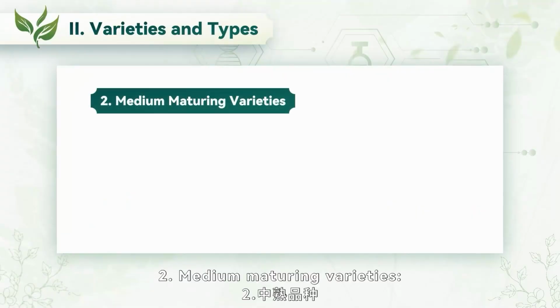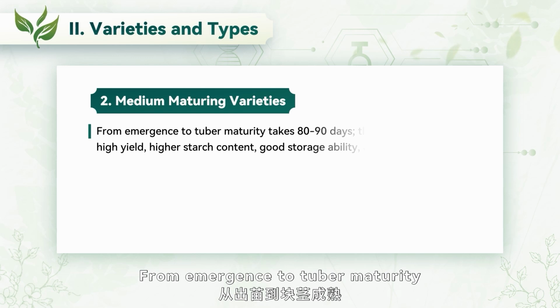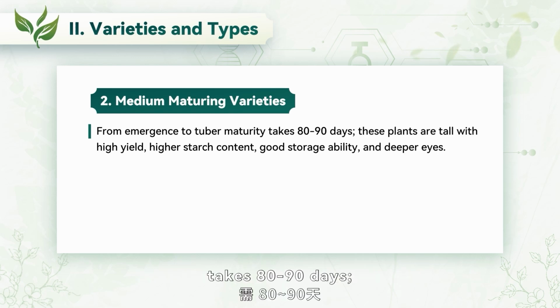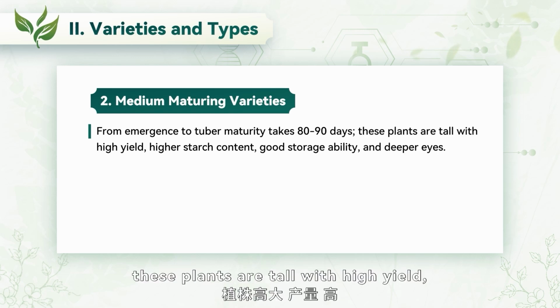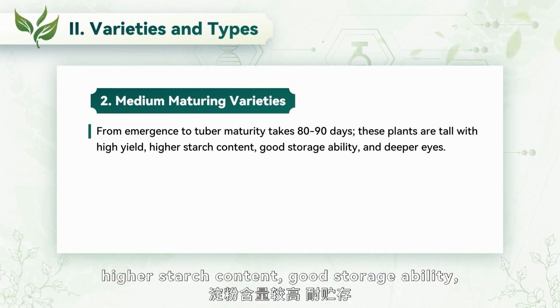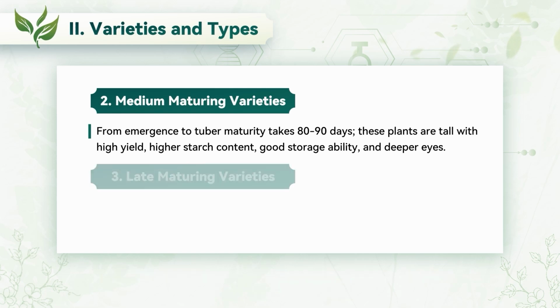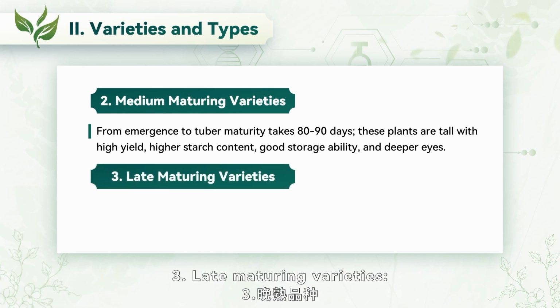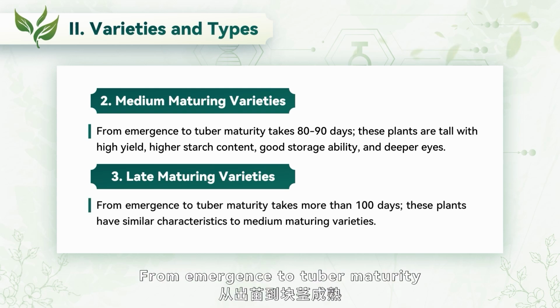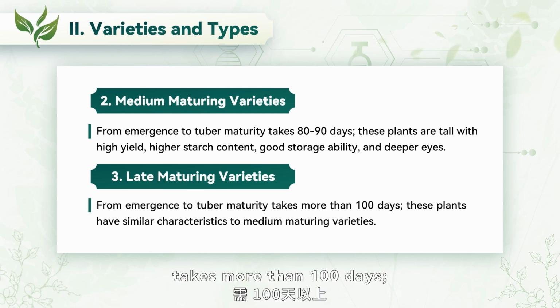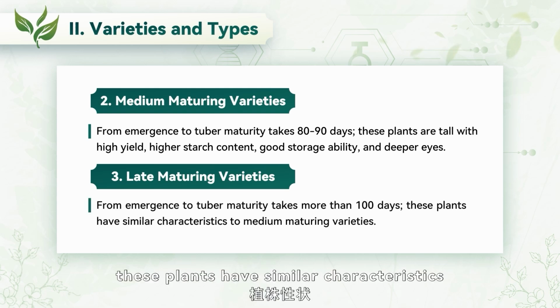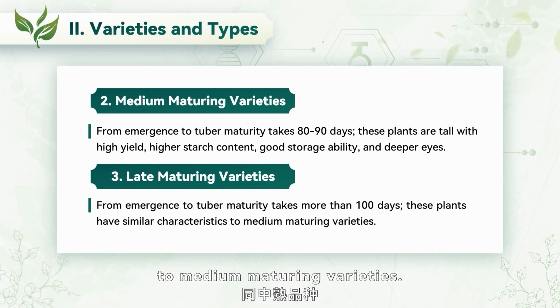2. Medium maturing varieties. From emergence to tuber maturity takes 80 to 90 days. These plants are tall with high yield, higher starch content, good storage ability, and deeper eyes. 3. Late maturing varieties. From emergence to tuber maturity takes more than 100 days. These plants have similar characteristics to medium maturing varieties.